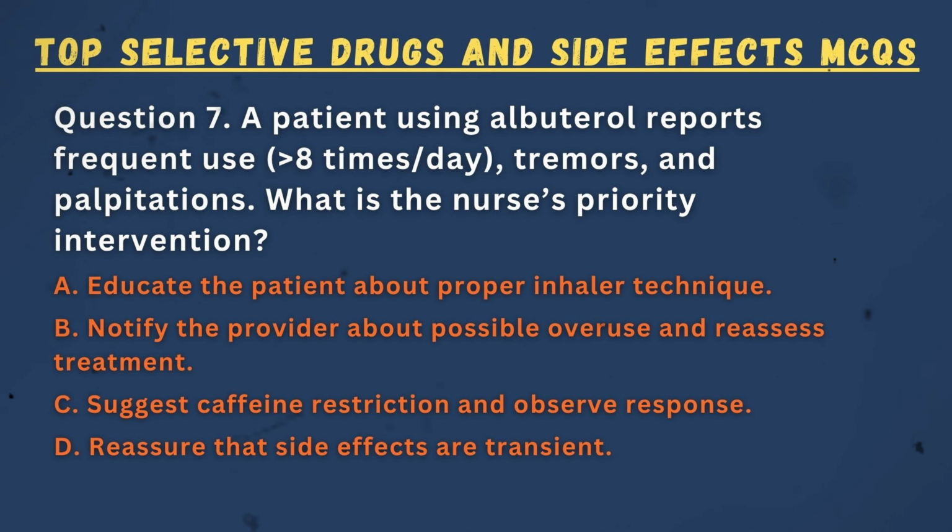Question 7. A patient using albuterol reports frequent use, 8 times per day, tremors, and palpitations. What is the nurse's priority intervention?